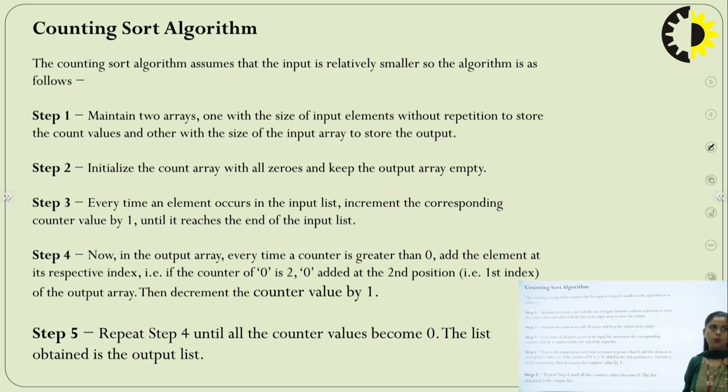Now step 4, for the output array: every time a counter is greater than 0, add the element at its respective index. That is, if the counter of 0 is 2, add it to the second position, that is, the first index of the output array. Then decrement the counter value by 1. Step number 5: repeat step 4 until all the counter values become 0. The list obtained is the output list.